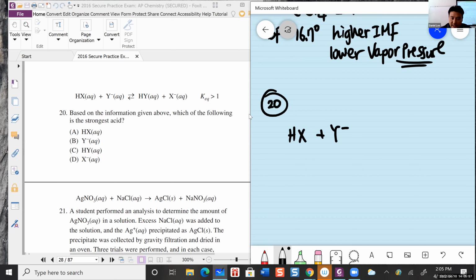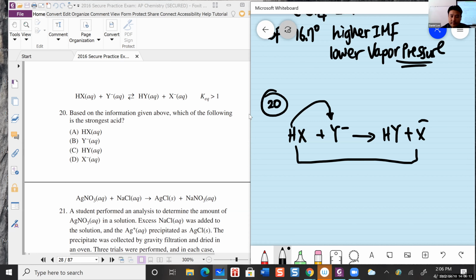So I know this is an acid and base reaction because I see protons getting transferred, right? The hydrogen from HX donates to Y minus. So this is an acid and base reaction. So acid becomes conjugate base. So HX is the acid, X minus is the base, that is a conjugate pair. Moreover, Y minus is the base, and HY is the conjugate acid.